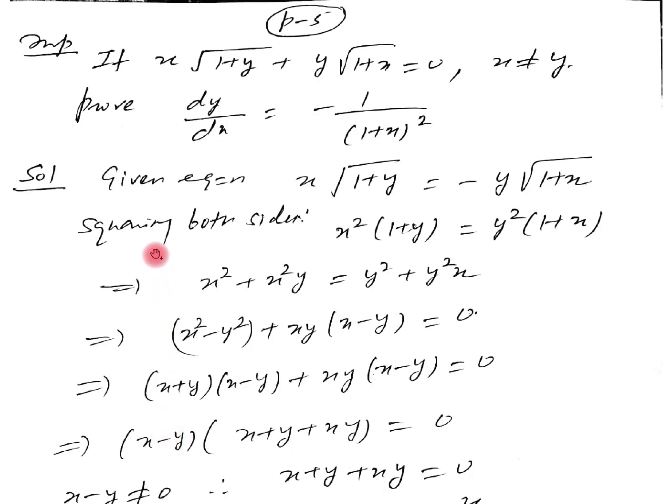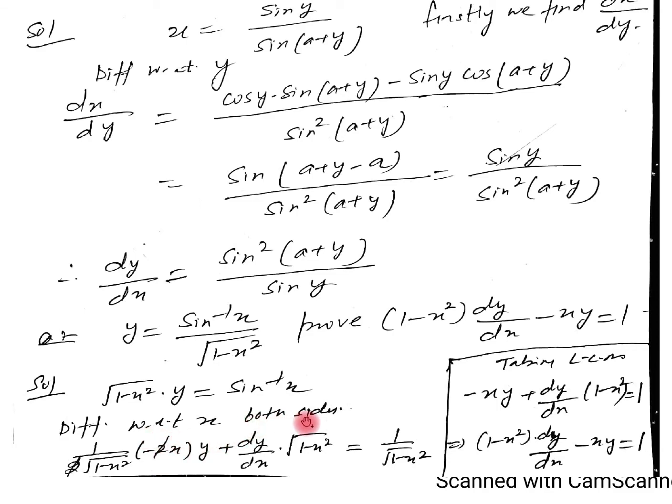Now differentiating again with respect to x, using the product rule. The derivative of under root 1 minus x square is 1 by 2 under root 1 minus x square into the derivative of this quantity, minus 2x, with y as it is. Then the derivative of y is dy by dx, with the first function as it is. We have used the product rule here. This equals the derivative of sin inverse x, which is 1 upon under root 1 minus x square.